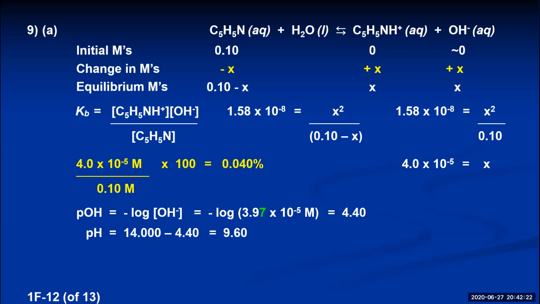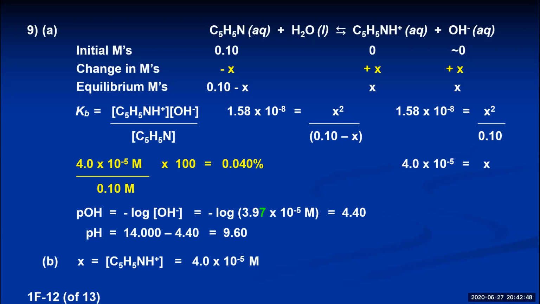Part B says calculate the concentration of the C5H5NH positive ion in this solution. If you look at the equilibrium line, the answer is right there. At equilibrium under C5H5NH plus, it says x. So that means whatever x was, that will be the concentration of that cation in the solution at equilibrium. And so it just equals 4.0 times 10 to the minus 5th molar.